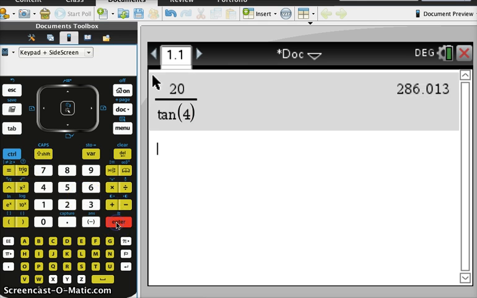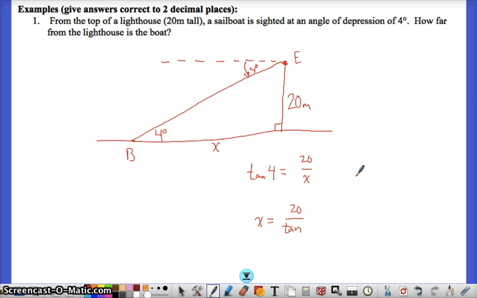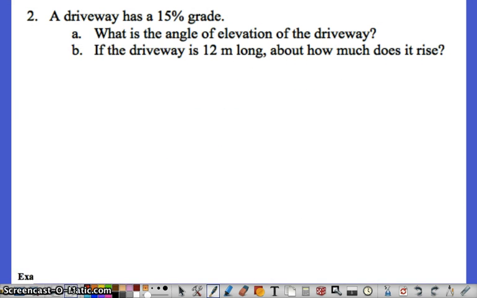Okay, we see 286.013. Now that might surprise you. Let's put this in to 2 decimal places. That's 286.01. Come on, pen, work. There we go. 286.01, and this is meters. My picture is a little bit drastic here. I drew this quite steep for 4 degrees. 4 degrees is going to be a really skinny, long triangle. So yeah, this is 20. This is 286. That's possible.